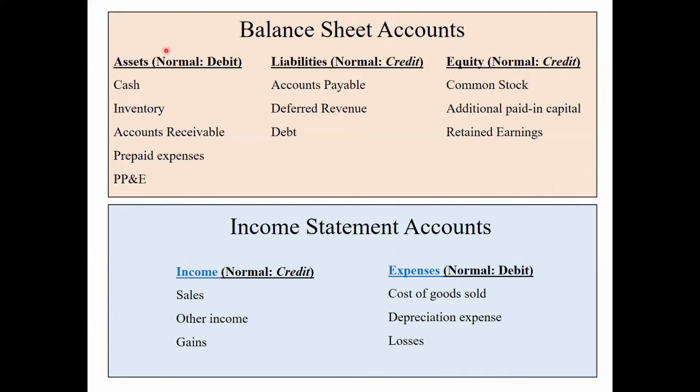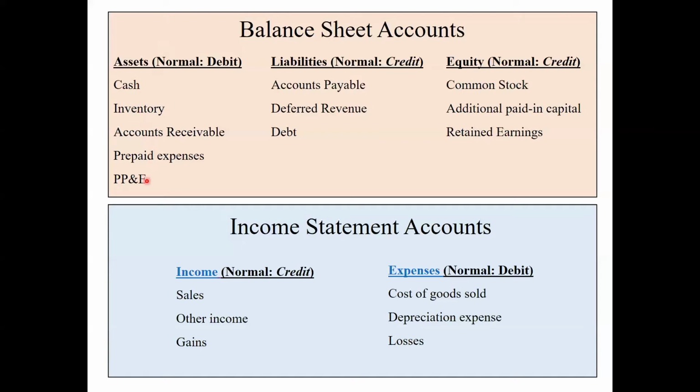So there are 5 categories of accounts: assets, liabilities, and equity. Those are all balance sheet accounts. And then income and expenses. Those are all income statement accounts. So asset accounts: cash, inventory, accounts receivable, prepaid expenses, PP&E, and many others. Those are all asset accounts.